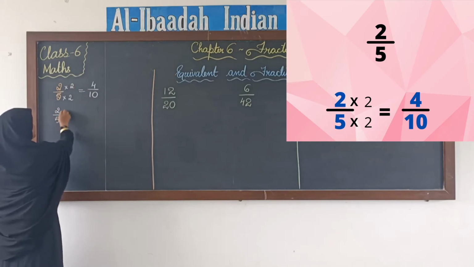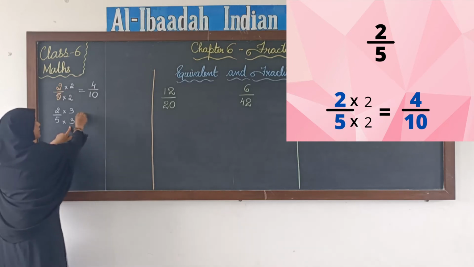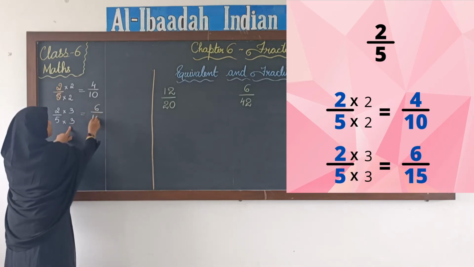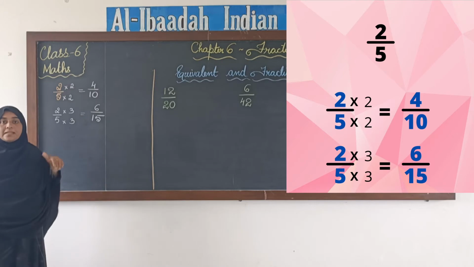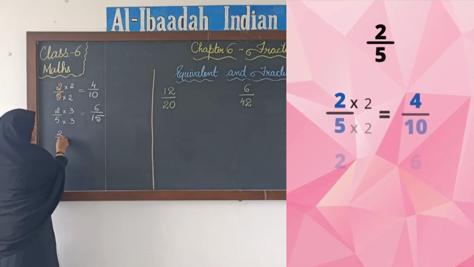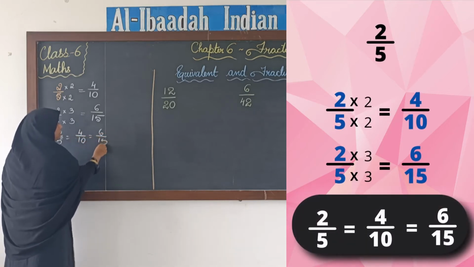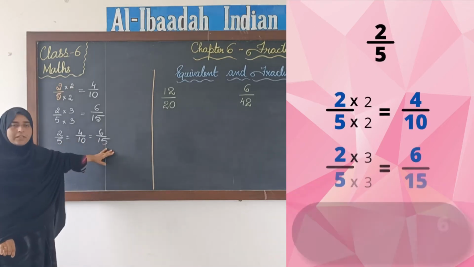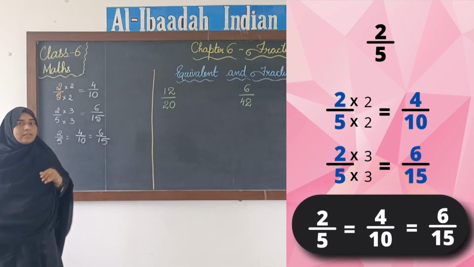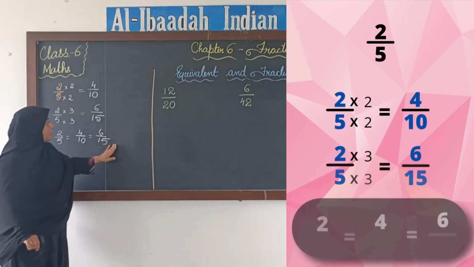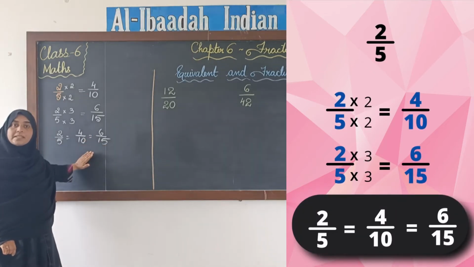2 by 5, I can multiply numerator and denominator with 3, and the fraction that I will get is 6 upon 15. Okay, so again you can see the value of numerator and denominator has increased. So we can say that 2 by 5 is equal to 4 by 10 is equal to 6 by 15. Okay, we have found the equivalent fractions. We can find many equivalent fractions. As we go on multiplying, we will get more fractions, right? This is one way of finding the equivalent fraction, where we multiply the numerator and denominator with the same number.